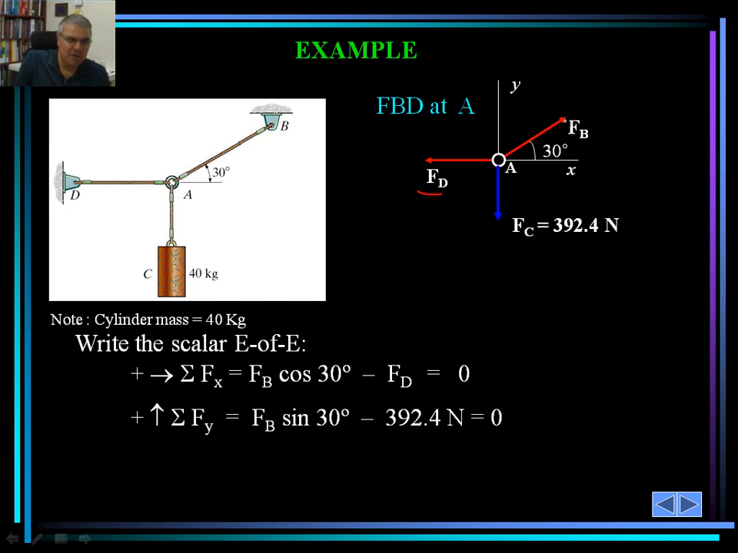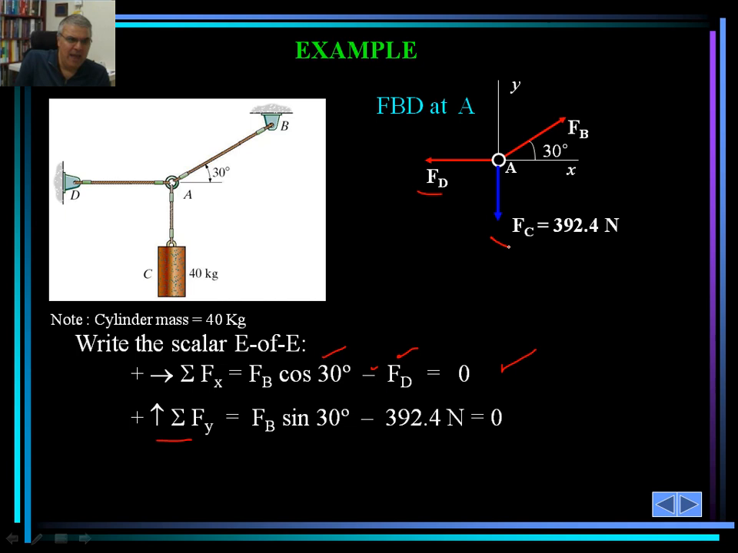The x component of F sub B is simply F sub B cosine of 30, knowing this angle. So we know this one is acting in the positive direction. F sub D is acting in the negative direction, so it carries a negative sign, and that must be 0. Again, the summation of forces in the x and in the y must be 0 for a particle to be in static equilibrium. So what about the y direction? The summation of forces in the y direction must also be 0.